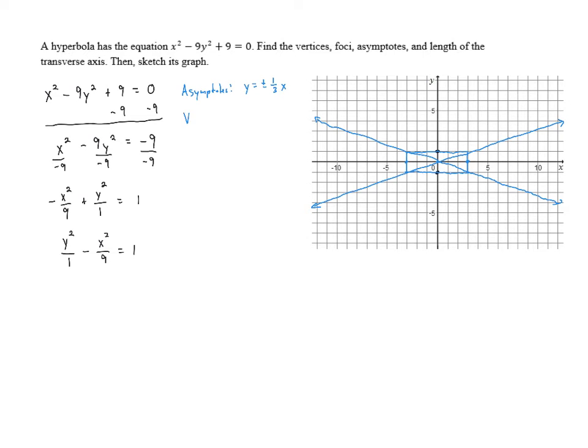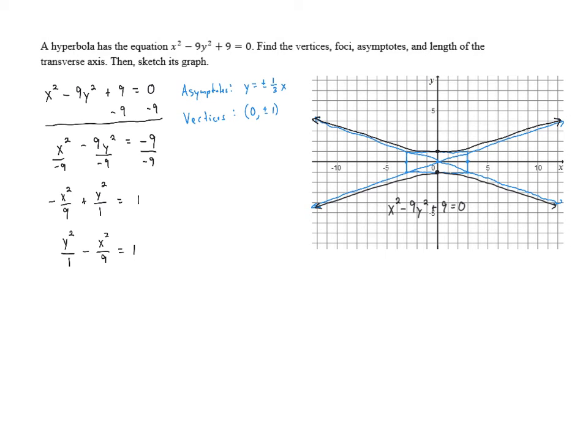We also have the vertices. Might as well write those in. Those are going to be at 0, comma, plus or minus 1. Now we can go in and sketch the hyperbola. We need to draw the curve so that it goes through the vertices, and then it's tangent to the central box, and also asymptotically approaching those asymptotes. It's a little bit harder to draw it beautifully when it's so wide like that, but we can do our best. So this is the graph of x squared minus 9y squared plus 9 equals 0.